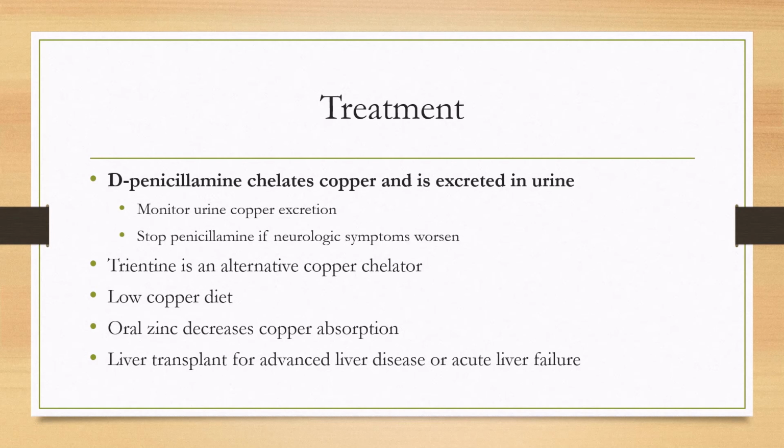Important in stopping reaccumulation of copper is maintaining a low copper diet, as well as oral zinc. Zinc decreases copper absorption in the GI tract. For cases with someone with advanced liver disease or acute liver failure, a liver transplant can be done.